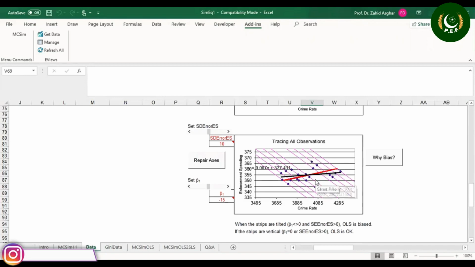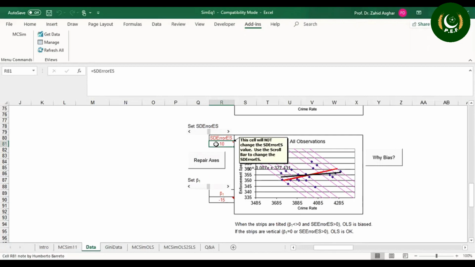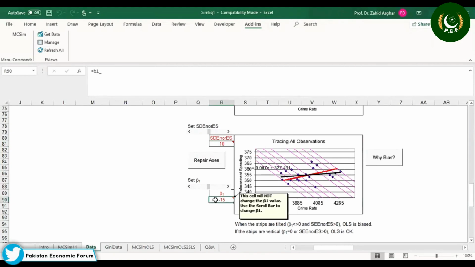So why this bias? Let's see. Let's click on this why bias. If you make this one 0, these strips will become vertical. Why? Because you don't have any uncertainty in the enforcement error shock. So there will be no bias. Or if you place this beta 1 equal to 0, again there will be no bias, and you can see here.